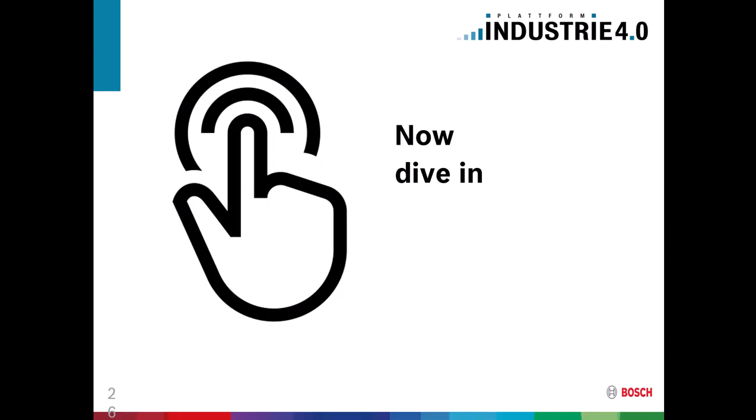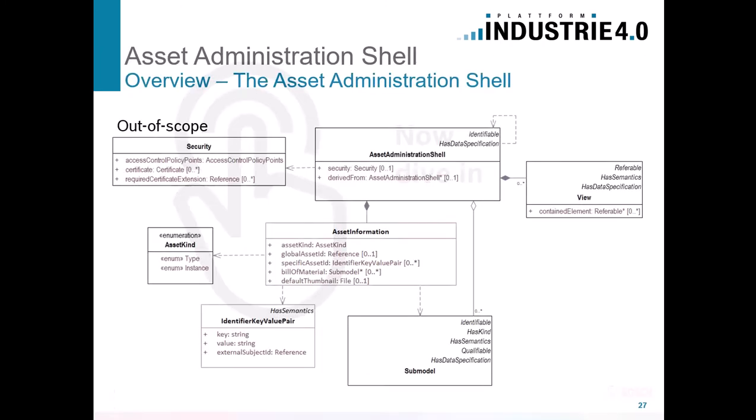And now we dive in. So now have a look at the asset administration shell itself. I already explained it in a way. So we have the asset information. So here it's important to see that besides the asset kind I already mentioned, type and instance, we have a global asset ID and specific asset IDs. Because a global asset ID is really a globally unique ID for the asset.